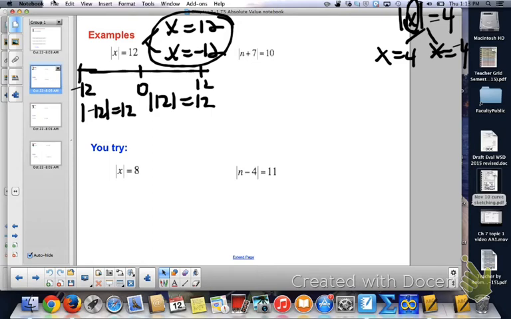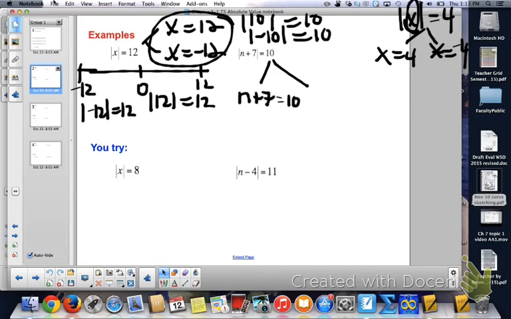Okay? So, this second example, the absolute value of n plus 7 equals 10. Well, we know that the absolute value of 10 equals 10. We also know that the absolute value of negative 10 equals 10 as well. So, when we split this, what's inside our parentheses could equal 10, or what's inside our parentheses could equal negative 10. Okay, so you split it into two equations. One with the n plus 7. What's inside parentheses always stays the same. You have n plus 7 equals 10, or n plus 7 equals negative 10.